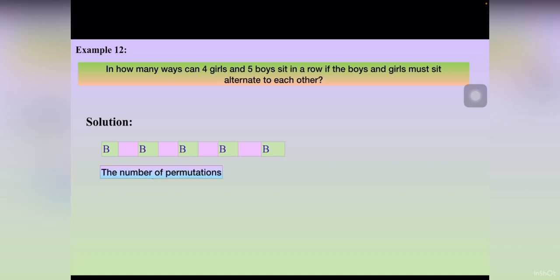The number of permutations is 5 factorial for the 5 boys, and 4 factorial for the 4 girls, because they can still switch the position of each other. So for the boys we have 5 factorial, and for the girls also 4 factorial. So we have 2880 ways.